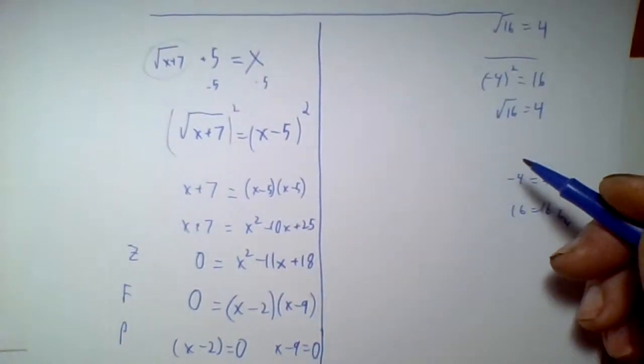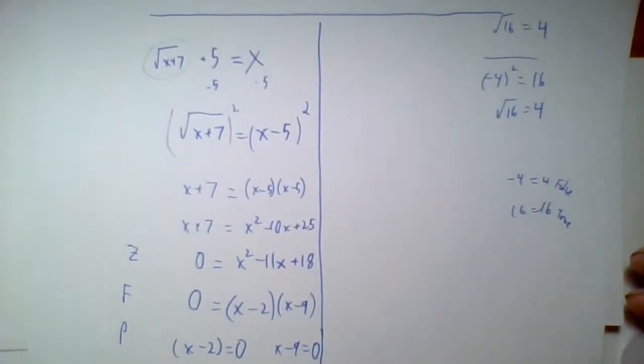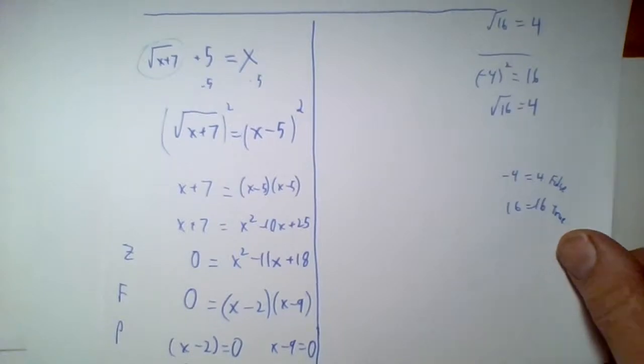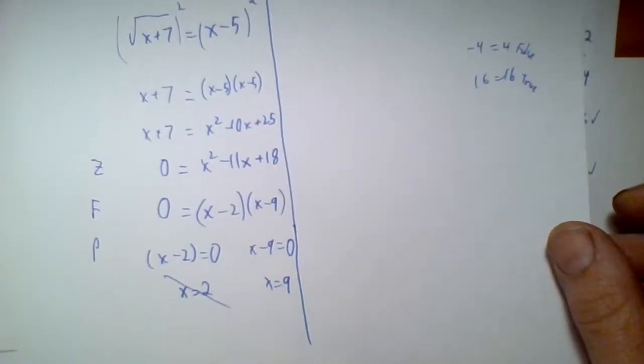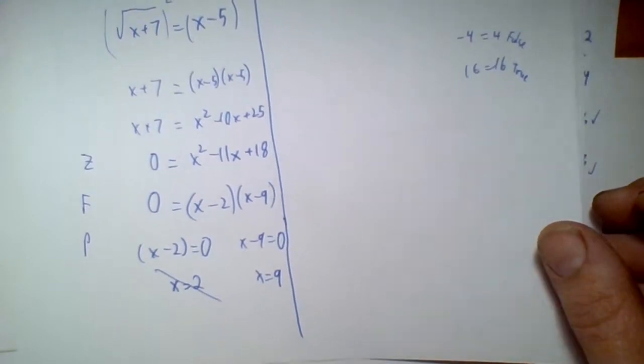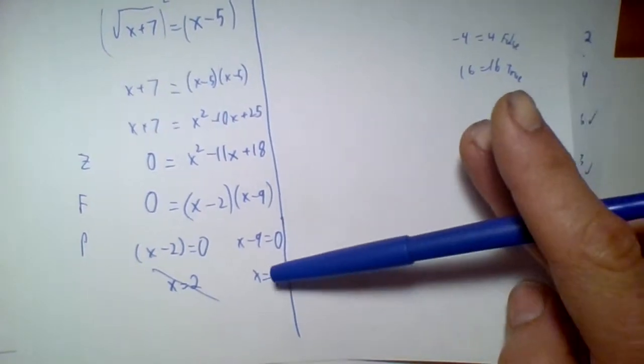And that'll happen a lot. Because I squared both sides, sometimes I get something false. It looks like it ought to be true in the end, but it doesn't actually work. So I'm getting rid of that one. X equals 2 does not work. Got to check the other one separately.